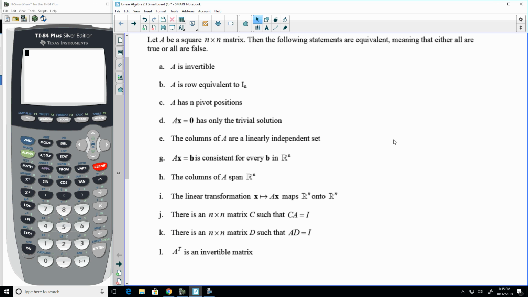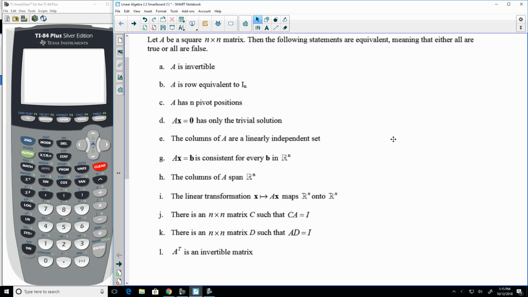If A is invertible, it's also row equivalent to the identity matrix of the same size. It's always going to have n pivot positions. If it's a 3x3 matrix, when you row reduce, it's got to have 3 pivots. Ax equals 0 has only the trivial solution, right? That's true. If you row reduce it, you get the identity, so then it's row equivalent to the identity. So Ax equals 0 only has 0 as the solution.